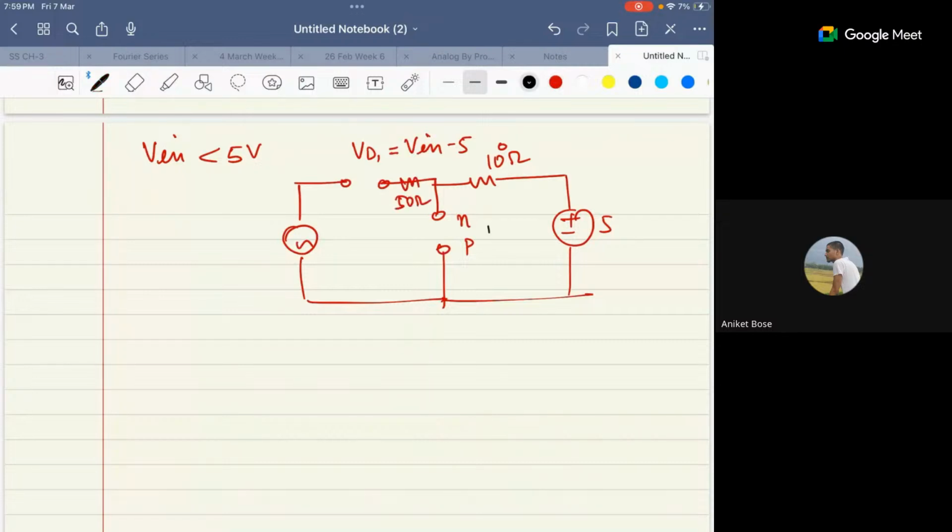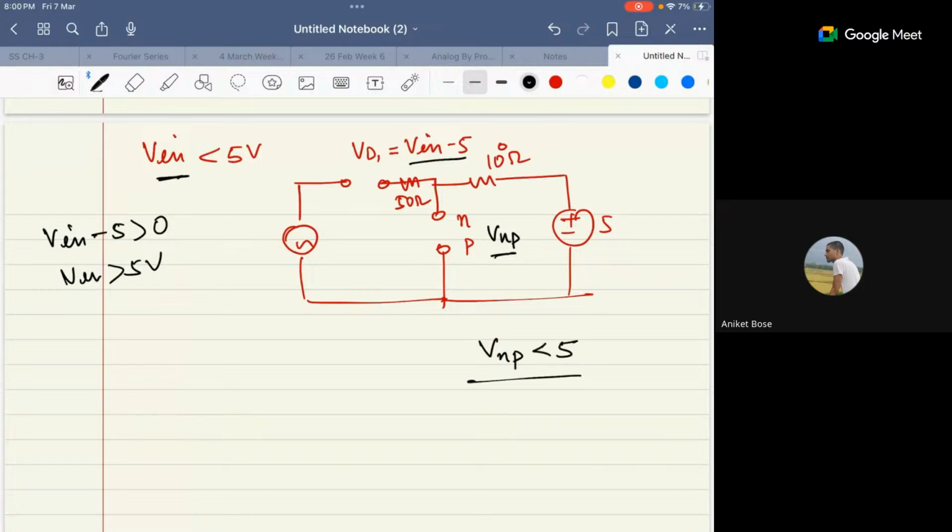Okay, so now the VNP should be crossing 5 volt, correct? Yes, sir. So we have checked that if V input crosses 5 volt, this will be on, short circuit. Now for VNP also we have to check. To check, we need to assume that VD1 is in short circuit. No, we are assuming that this is open circuit as of now when V input is less than 5 volt. While assuming that, VNP should be less than 5 volt.